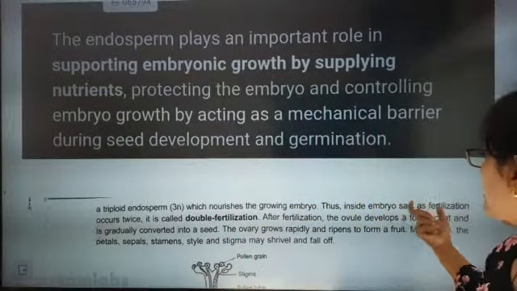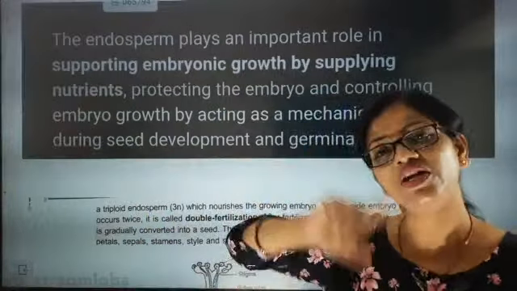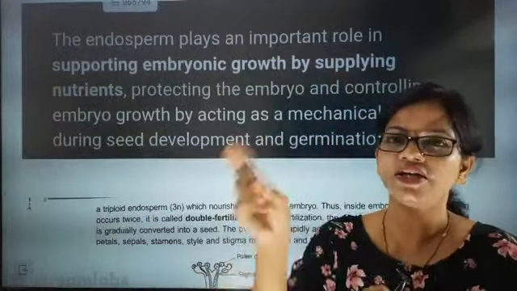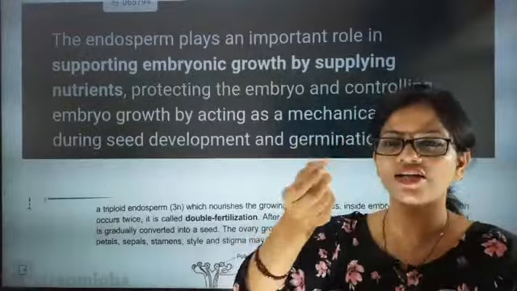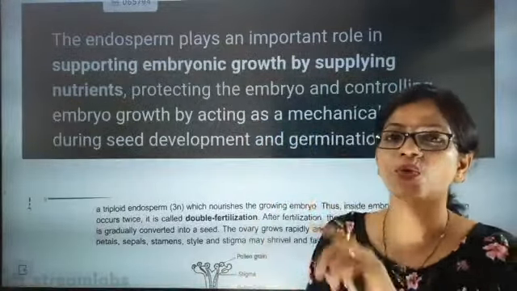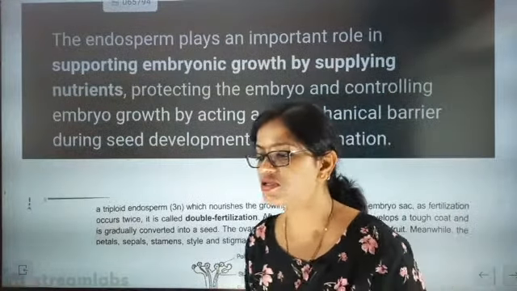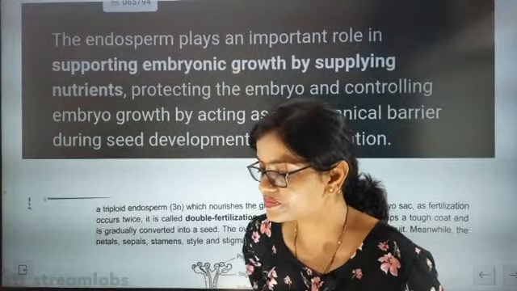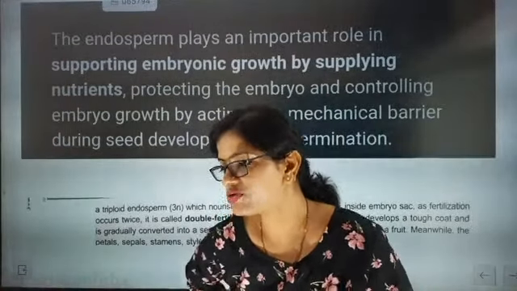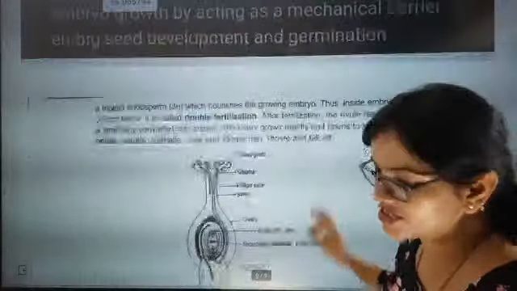Thus inside the embryo sac, fertilization occurred twice. The double nuclei are going to fuse, forming 3n, but since the fertilization occurred two times, one with the polar nuclei and one with the egg, that's why the total process is called double fertilization.